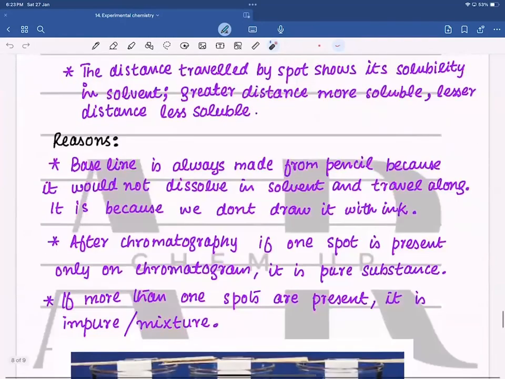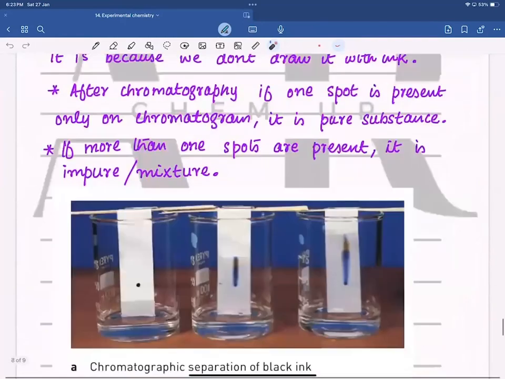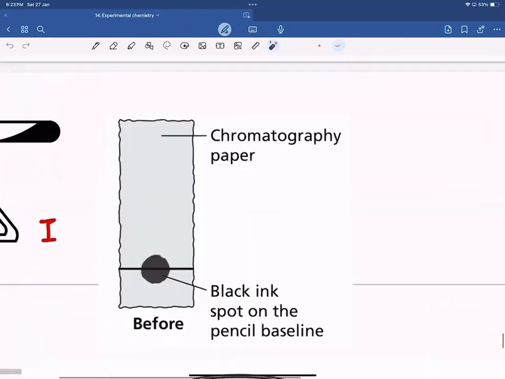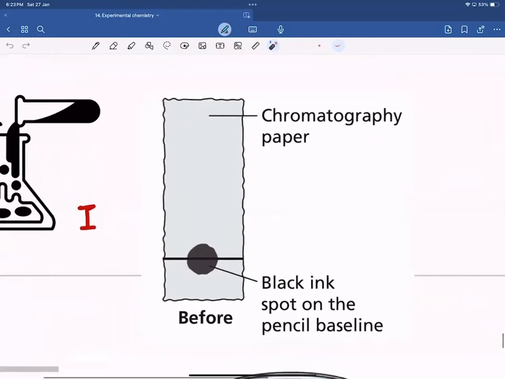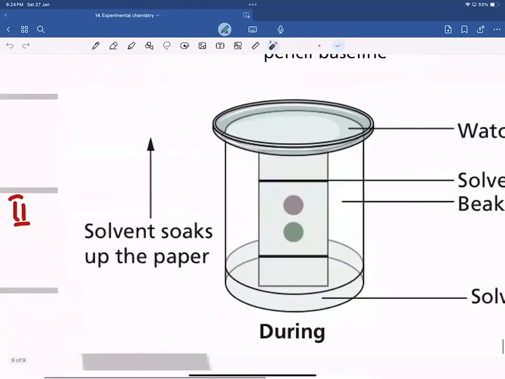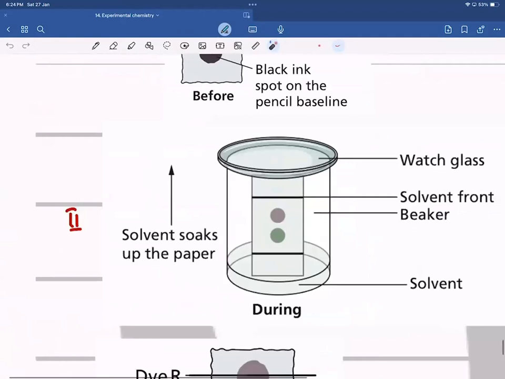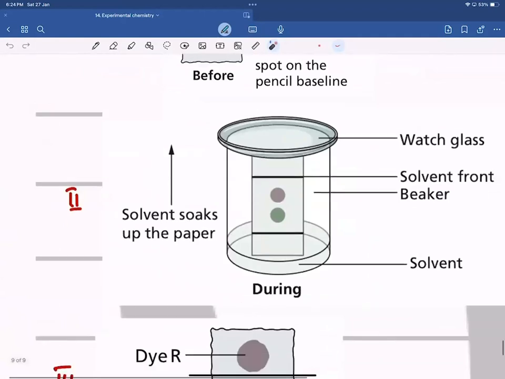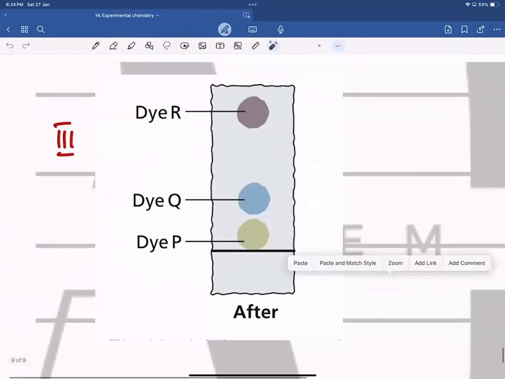Now how will we calculate this RF value? That is also important. See over here, that is the first stage, as I have told you. First, a baseline is drawn, then a spot is applied. After that, it is placed in the chromatography paper. It is an ongoing process, and at the end we get this result. So how many components does this mixture have? Three. No, it varies. Normally the examiner shows you the diagram.